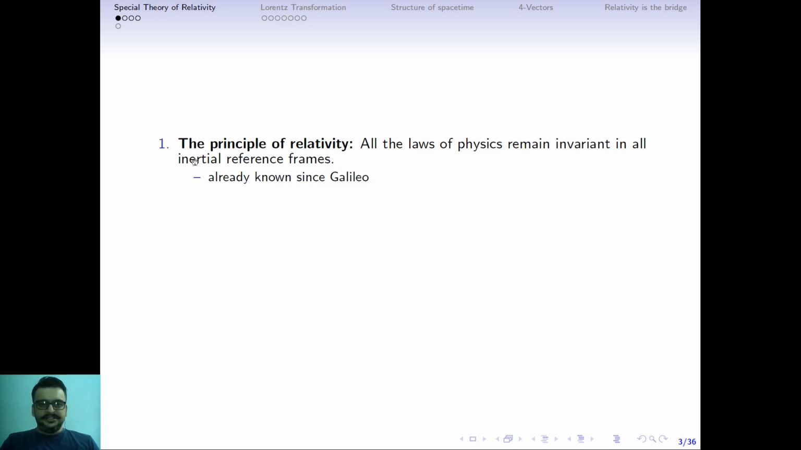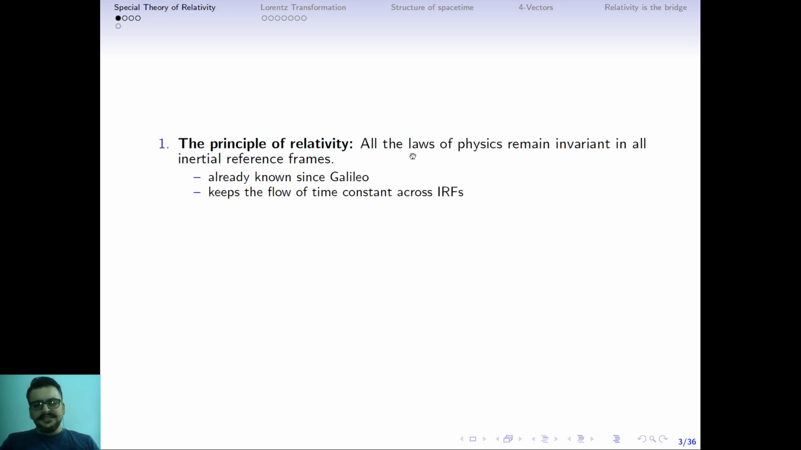Now what is an inertial reference frame? An inertial reference frame is any frame in which Newton's first law is valid. That is, an object at rest or an object at uniform motion will continue to be in that state until and unless an external agency acts on it. Of course, Galileo was not aware of Newton's laws, so he did not call it inertial reference frames, but he just said that when you change your point of view, when you go from one point of view to another point of view, the laws of physics will remain the same.